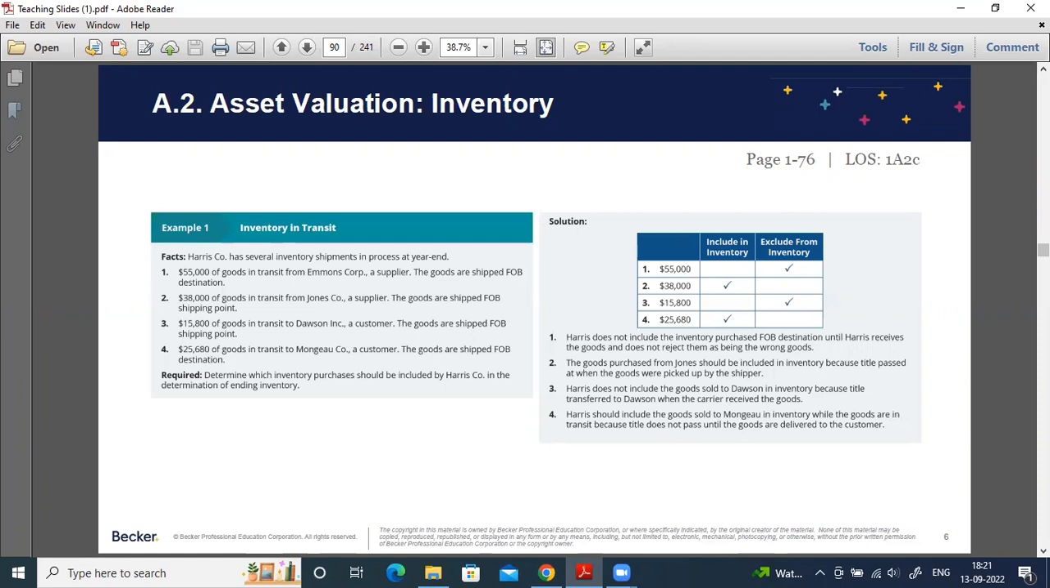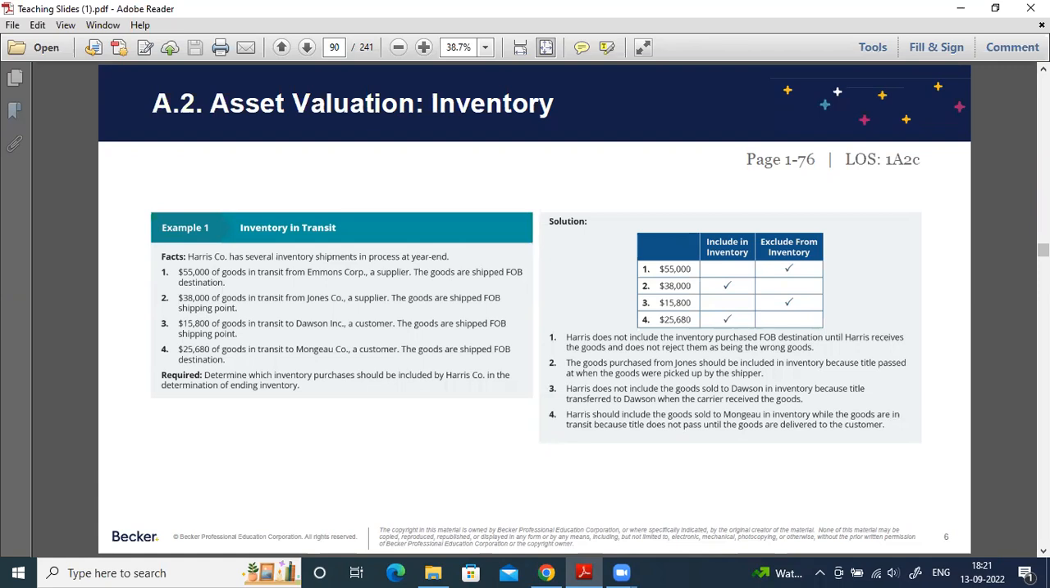Now just see the third transaction. 15,800 of goods in transit to Dawson Inc., a customer. Now in this case, this Harris company is selling the goods to a customer. In the previous two transactions, Harris purchased the goods from the supplier. Now in the third transaction, this Harris company sold goods to Dawson and Co., a customer. The goods are shipped FOB shipping point.